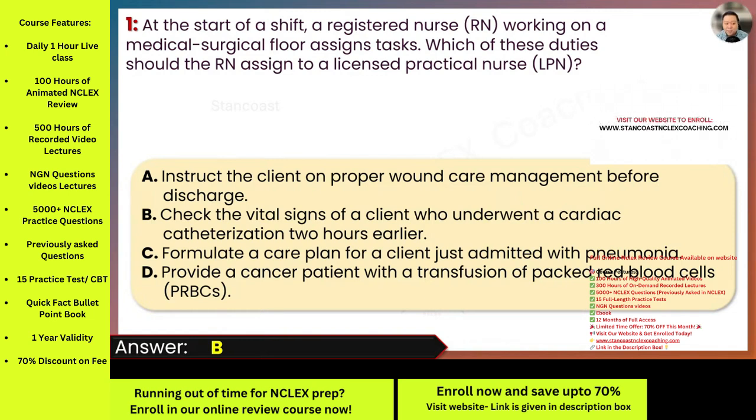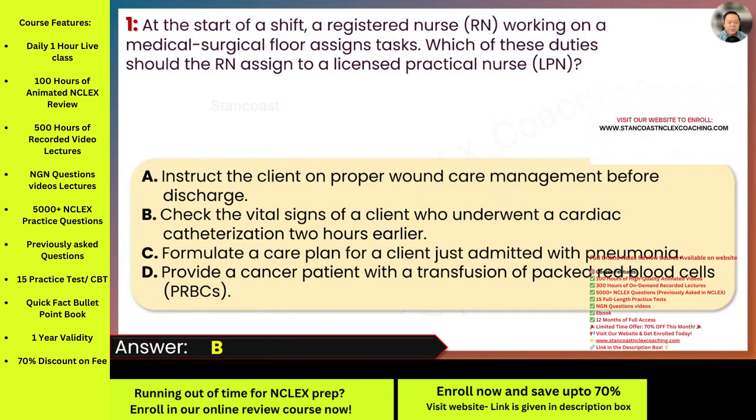Now, going back into the option, the main task here is to check the vital signs of a client. There's nothing else. So don't go beyond what is being described in this option. Now, why is letter A incorrect? It states instruct the client on proper wound care management before discharge.